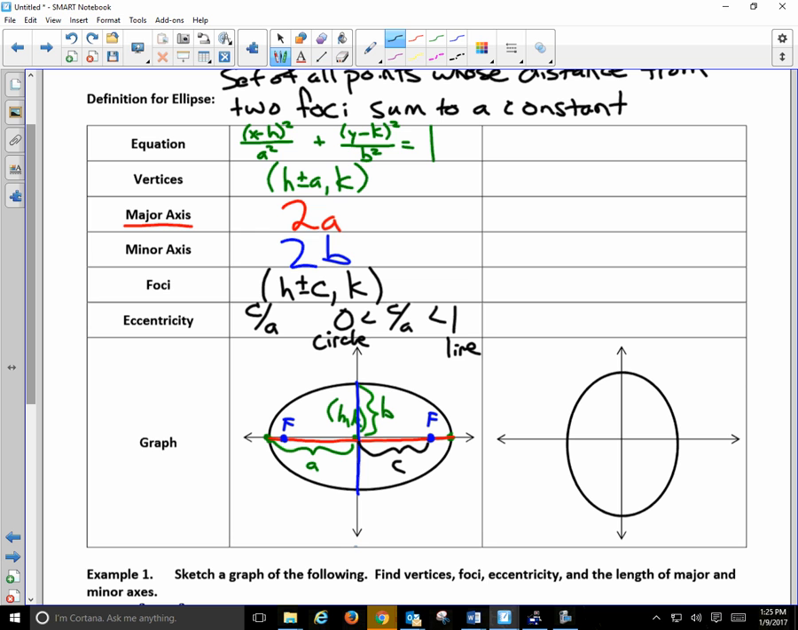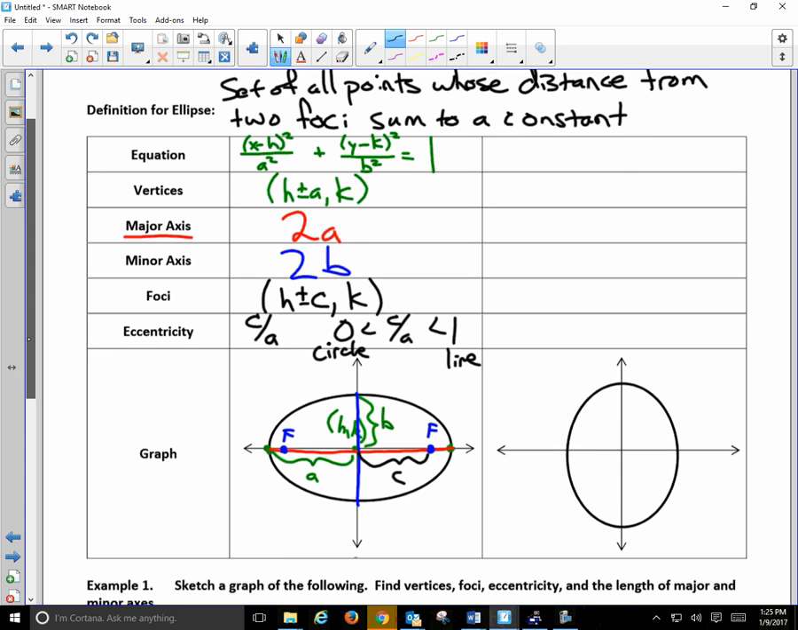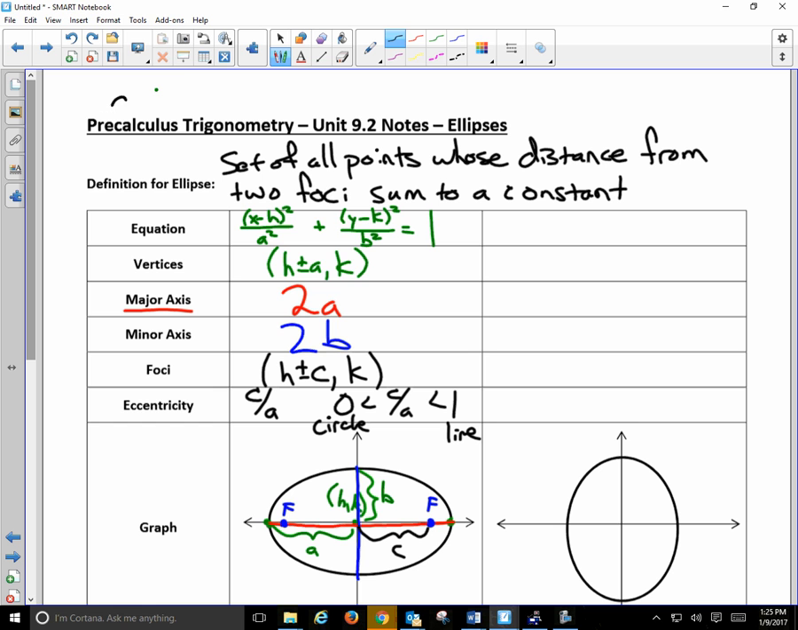Now, there's something you should be asking me right now. How do you find c? Yeah, this c is not in the equation. So the way we find c is this: a squared minus b squared is equal to c squared. It's not the Pythagorean theorem. There's a minus. And those are the basic characteristics of an ellipse that's horizontal.